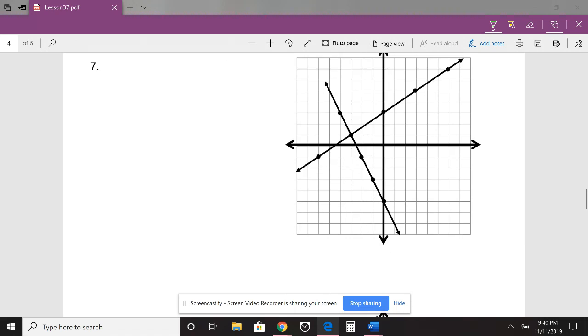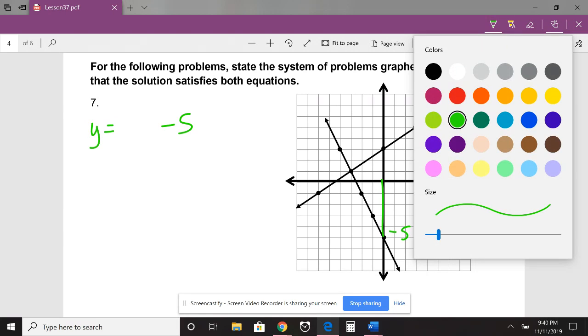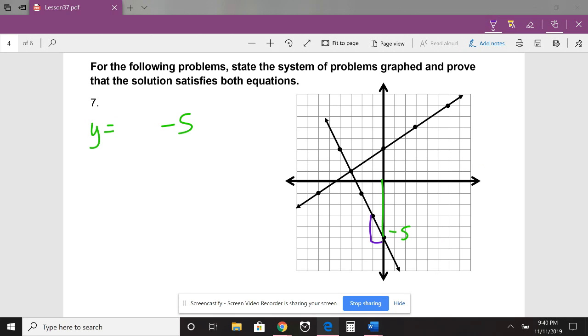Now with these kind of problems down here, they give us the graphs and we have to figure out what the solution is, or prove that it's the solution. So with this graph, where does it start? Negative 1, 2, 3, 4, 5. So this b is negative 5. And it goes down 2 to the right 1. So it's negative 2 over 1, or just negative 2. So this equation is y equals negative 2x minus 5.